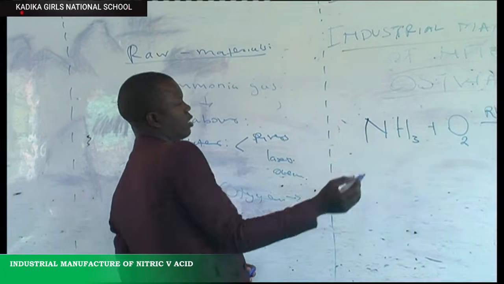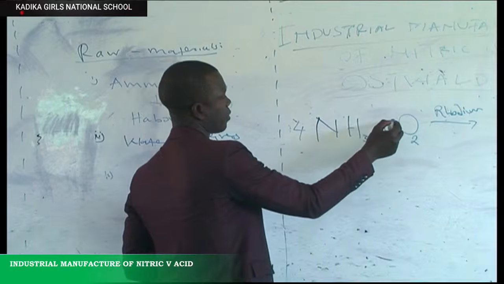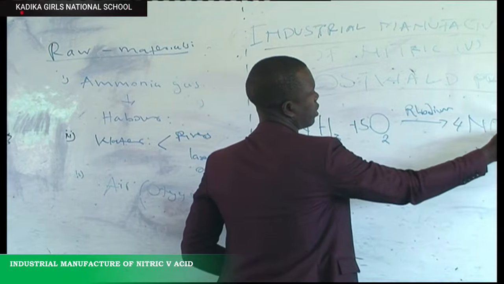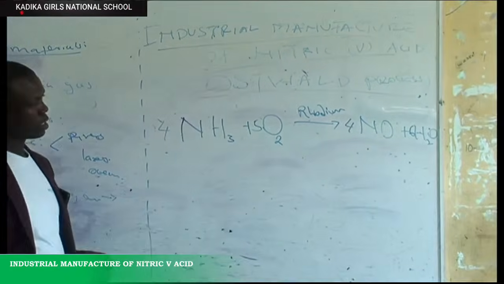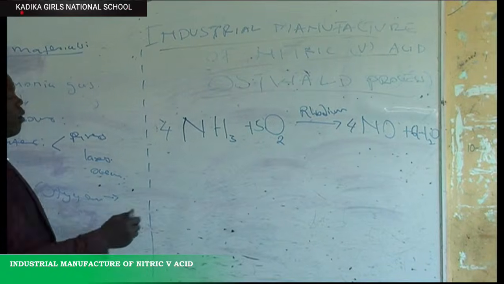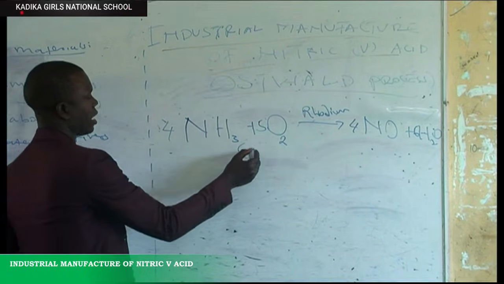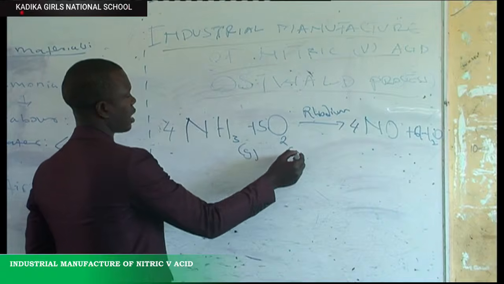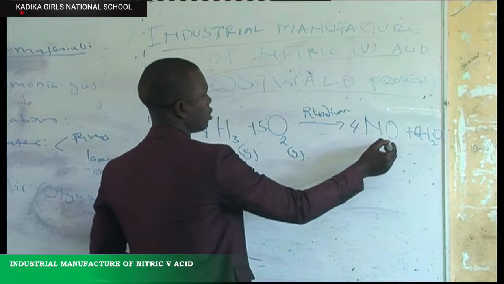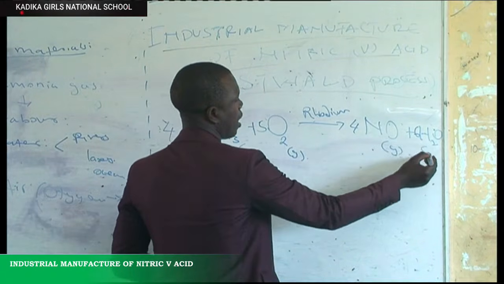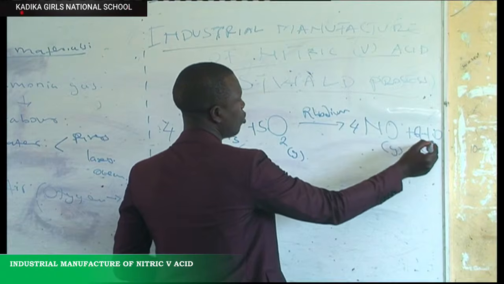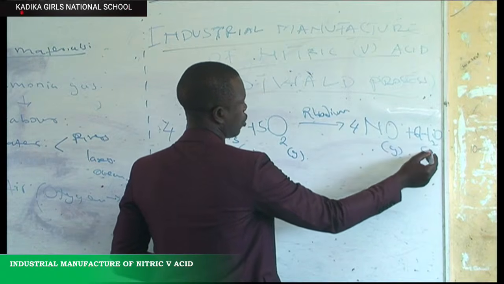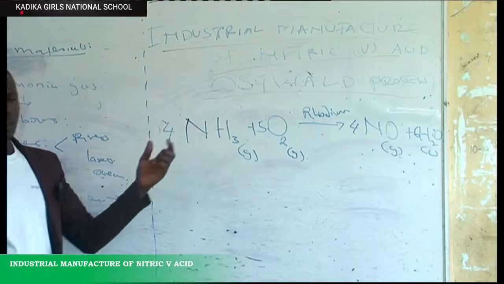So the equation is just being balanced. If you put 45, 46, the equation is balanced. Ammonia is a gas, oxygen is a gas, nitrogen 2 oxide is a gas, and then water is also a liquid.